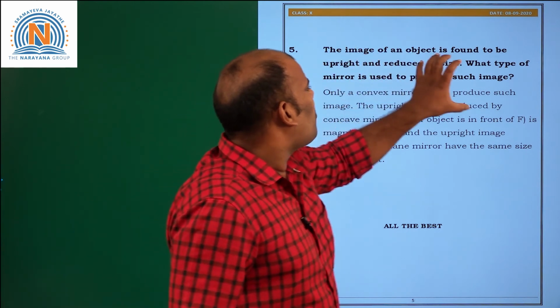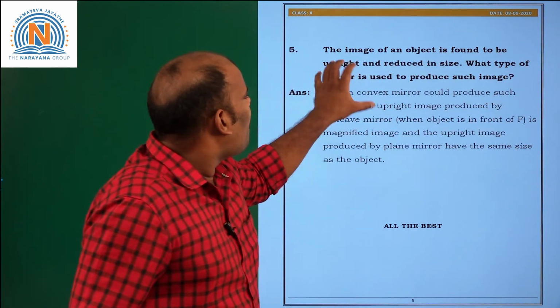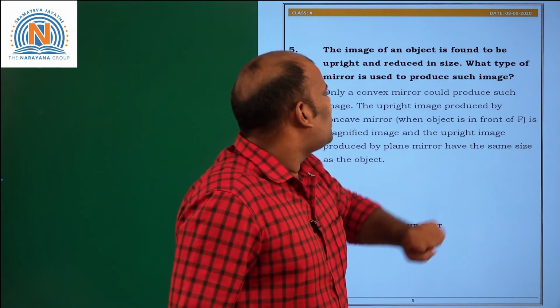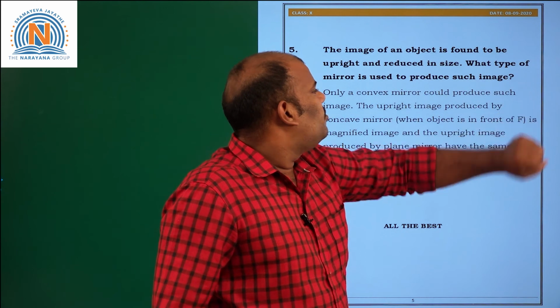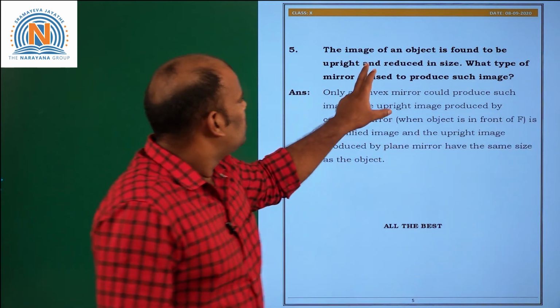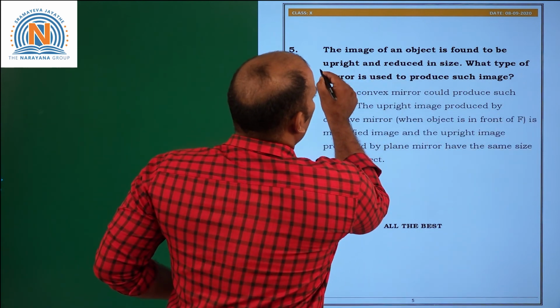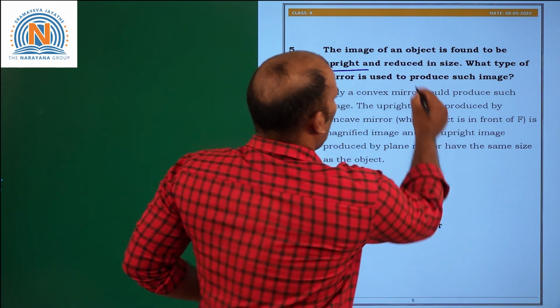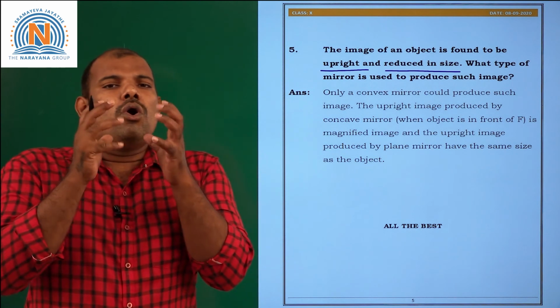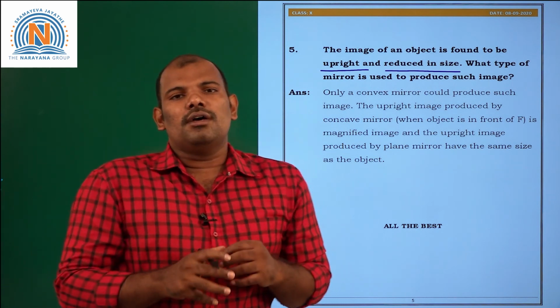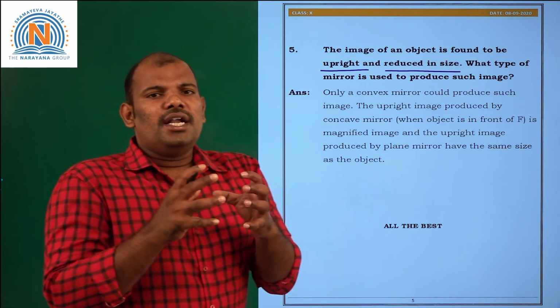Question number 5. The image of an object is found to be upright and reduced in size. What type of mirror is used to produce such image? So here image is upright and reduced in size. So here only a convex mirror can produce upright and diminished image.